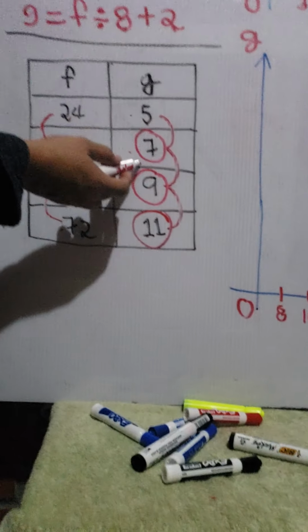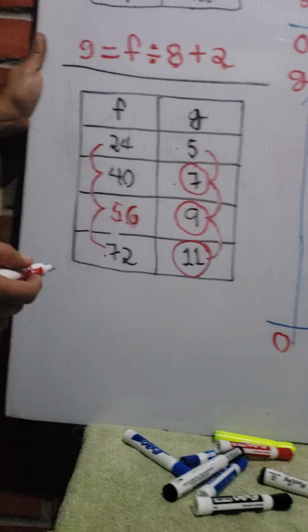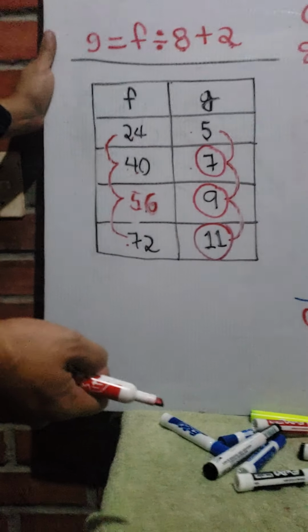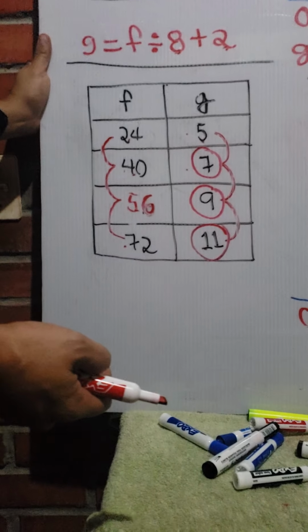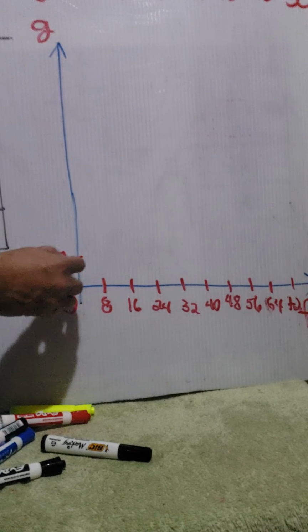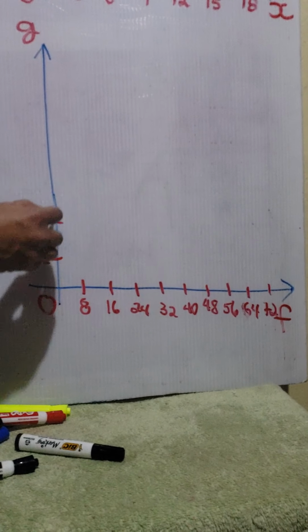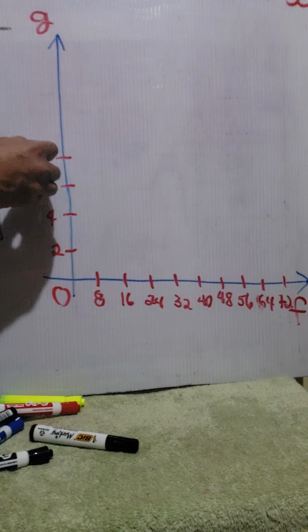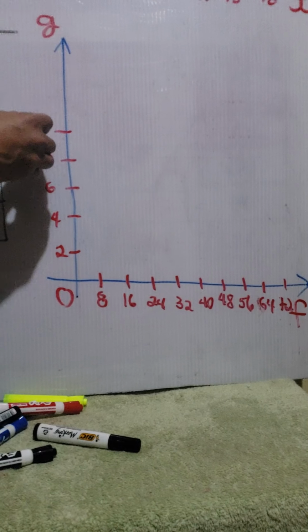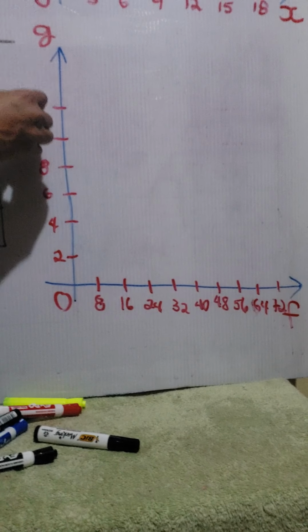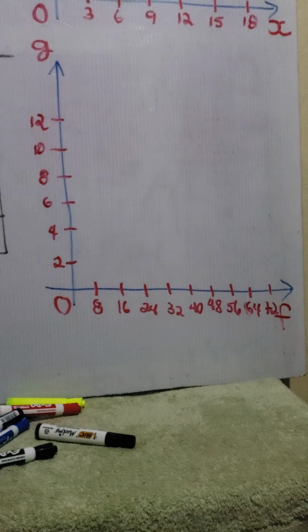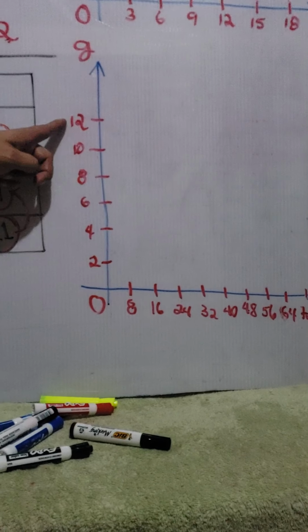Now, what about this letter G? This 5, 7, 9, 11. I can do it by 2, and I can do it by 3. It's okay. I'm going to use by 2. 2, 4, 6, 8, 10, and 12. See? From 5 to 11, so I made it from 0 to 12.